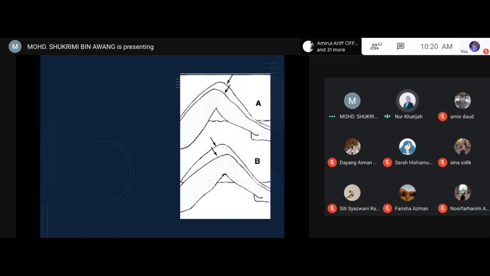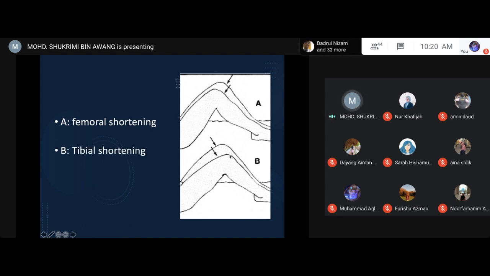InsyaAllah. Okay, so if the level of the tibial tuberosity is not at the same level, it's a bit lower, so the problem is at the femoral shortening. And in B, if the level of the patella is not the same, usually the problem is at the tibia. Okay, understand? This is a Galeazzi sign.